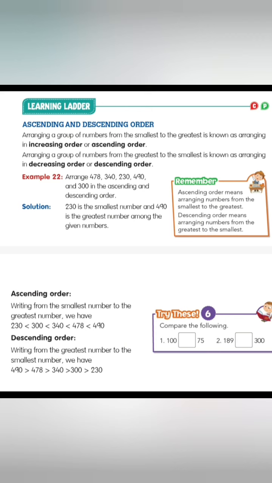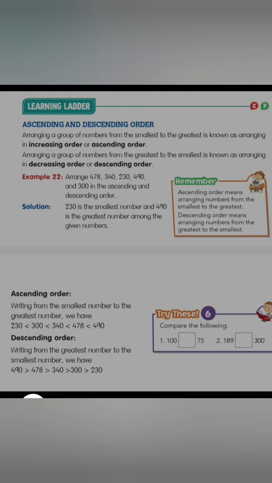Already I taught you how to compare the numbers. So, to the bigger number side, the crocodile mouth should be open. So, the numbers here are 175 and 100. Which is the bigger number? 175. So, the crocodile mouth should open towards 175. 189 and 300. Which is the bigger number among these two? 300. So, the crocodile mouth should open towards 300.